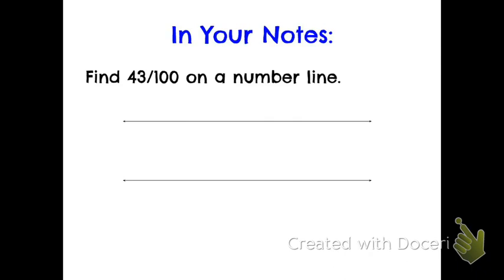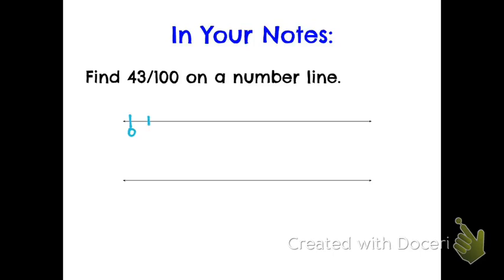Now, the next one is finding 43 hundredths on a number line. Well, I personally don't want to write out a number line that goes all the way from the very beginning at 0 to 100. But what I can do is think about where it would be using my skills with equivalent fractions. So I'm going to find an equivalent fraction for 43 hundredths that's actually going to fit on a number line that goes from 0 to 10.